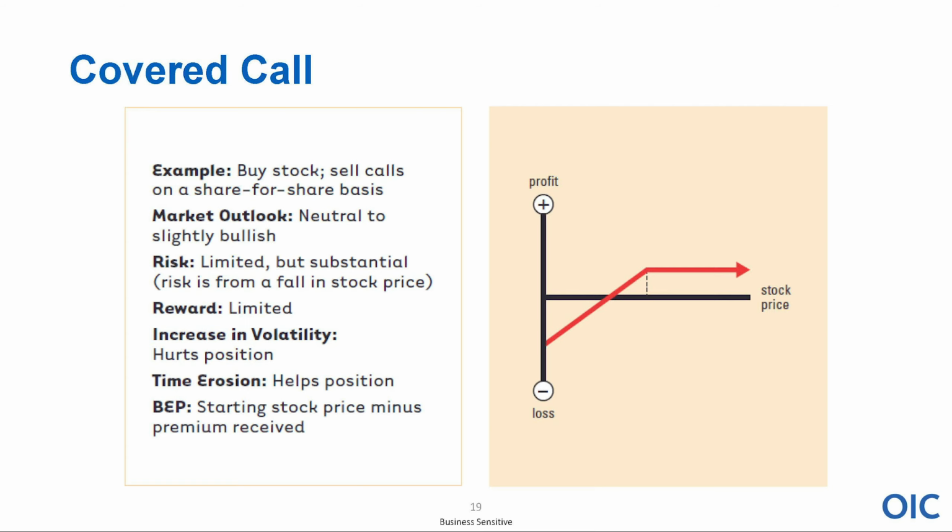Maybe that option price goes up a little bit, and I have sold that option, haven't I? Okay. Time erosion, time decay helps. The quicker we get to expiration, the better for my position. And my break-even point is wherever the stock price is, minus whatever I brought in as the premium. So if the stock's at 36 and I brought in $1, my break even is 35, isn't it?